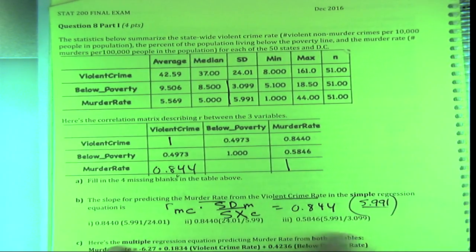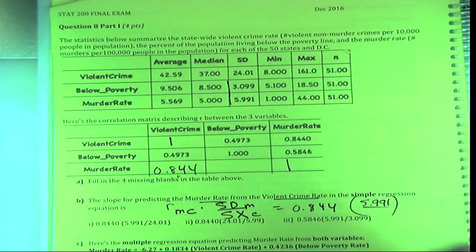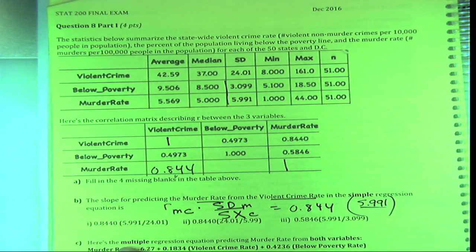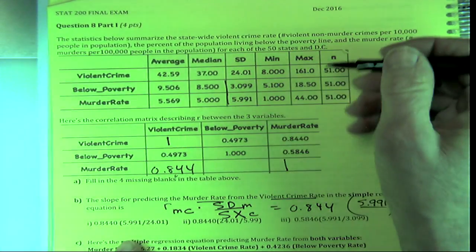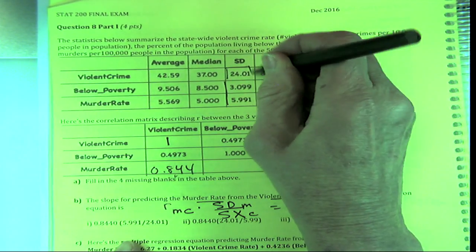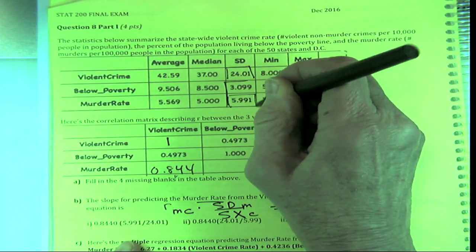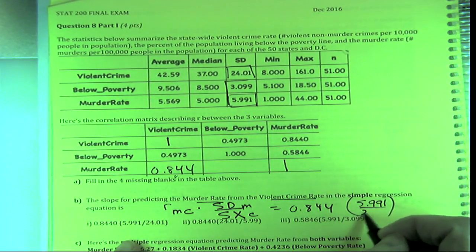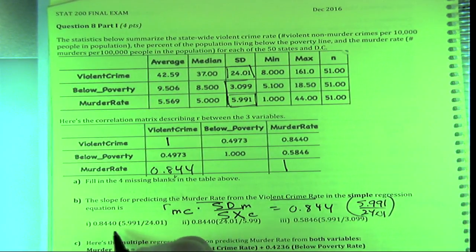5.991. Oh, they're all here. See, it's so much easier when you have them. You can just look down here. Over the crime. So it's these two we're talking about. All right, so it's this one.